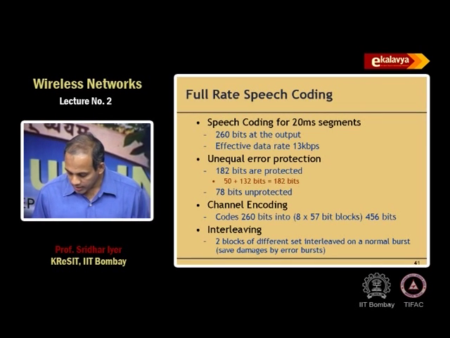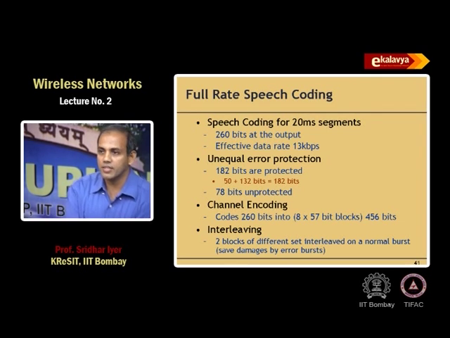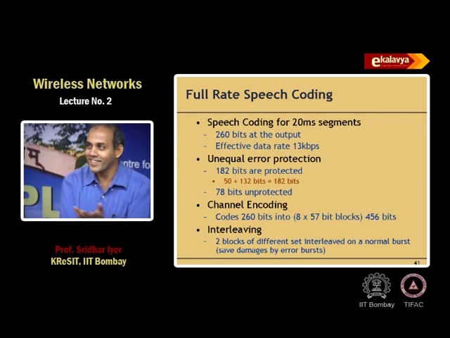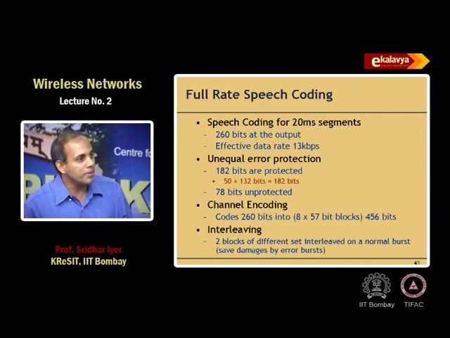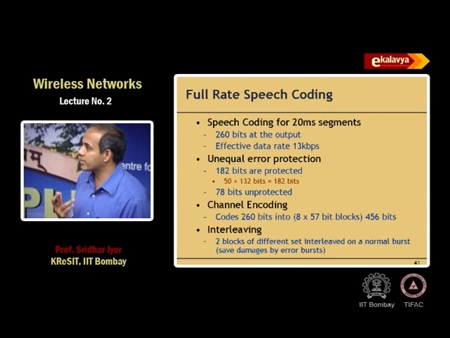Now, out of these also certain frequencies are more important, right? Certain other frequencies of the human voice are less important, right? So what it does is what is called unequal error protection. What is the simplest error protection mechanism? Repeat, right? That is the simplest error protection mechanism. You transmit the same information twice.